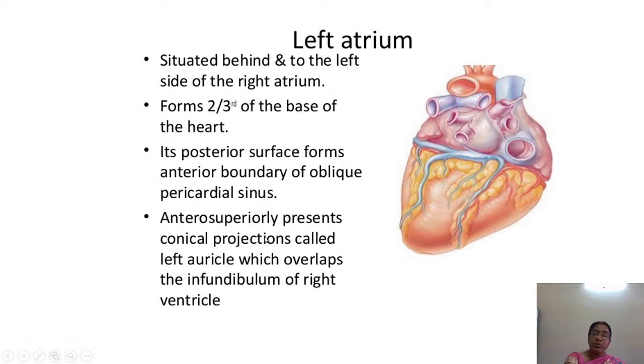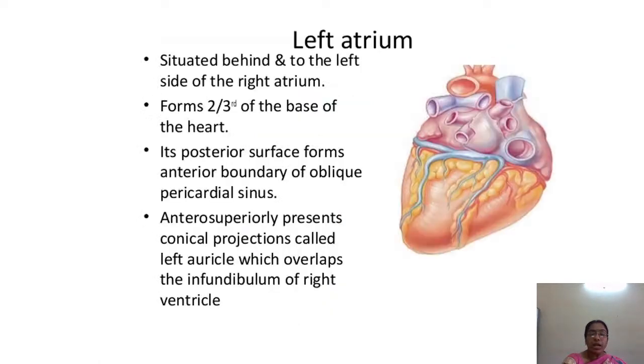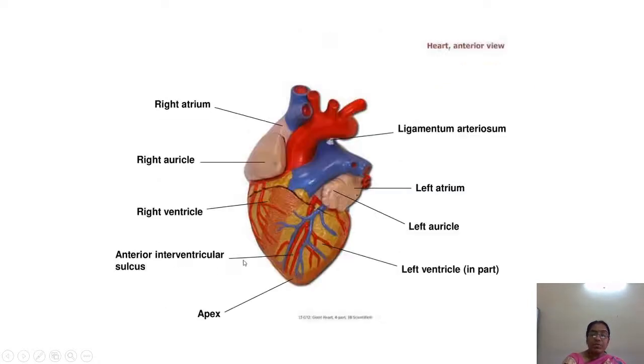Next, anterior superiorly, there is a small conical projection. As such, in the right atrium also we have seen this, when we were discussing the right atrium external features. Same way, in the left atrium also, a small conical projection extends towards the infundibulum of the heart, towards the left. It is called the left auricle.